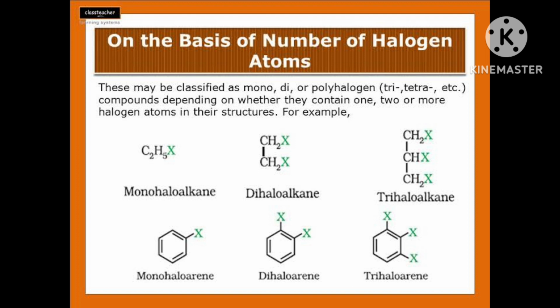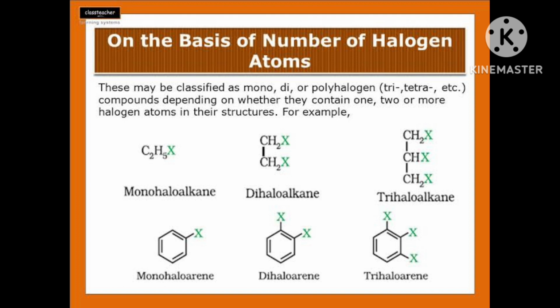Now come to the arene. Arene also works the same way. From benzene, you know that 6 carbons are there in benzene, and on each carbon one hydrogen is there. Here also hydrogen may be replaced with X. X means halogen. Sometimes 1 hydrogen may be replaced, sometimes 2 hydrogens, sometimes 3 hydrogens of benzene.